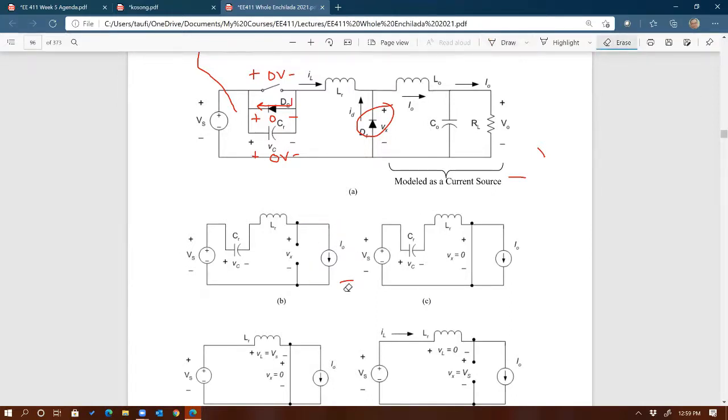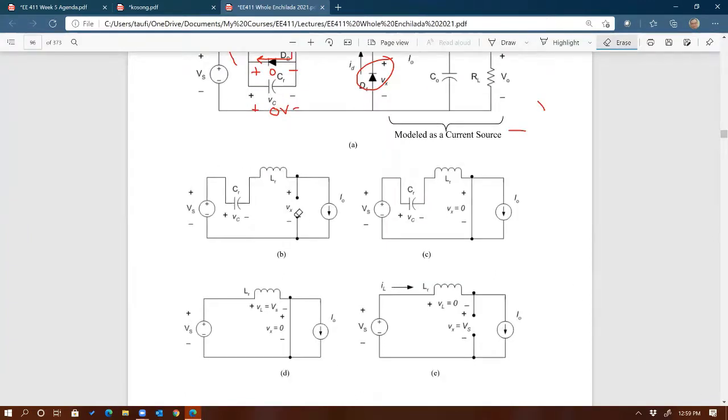Okay, so let's go over the states. 4 different states, 2 different switches, so 4 different possibilities: switch is off, diode is off; switch is off, diode is on; switch is on, diode is on; and switch is on, diode is off. 4 different states. Assume it's already running in operating steady state, so it doesn't matter where you start the analysis. I'm going to start from this state right here. Let's call it state number 1, where both the switch and the diode are off.